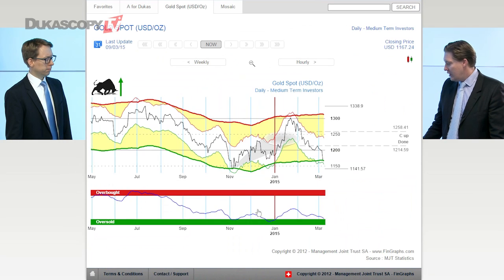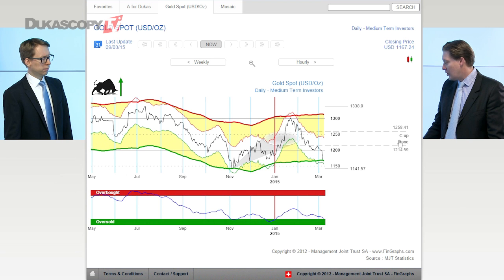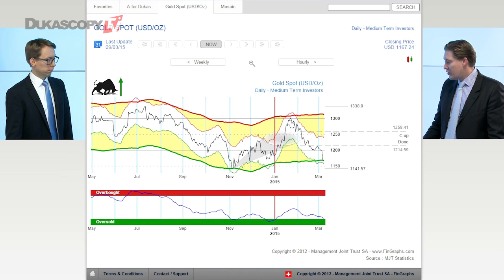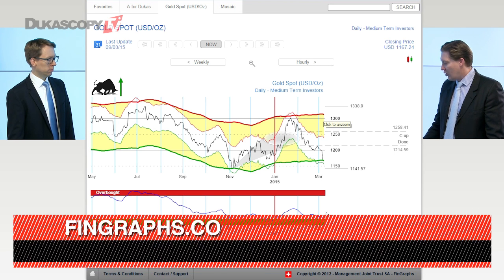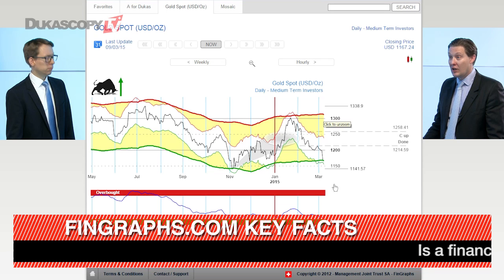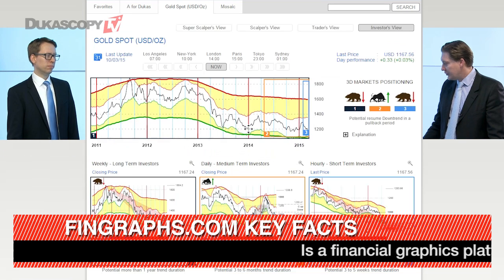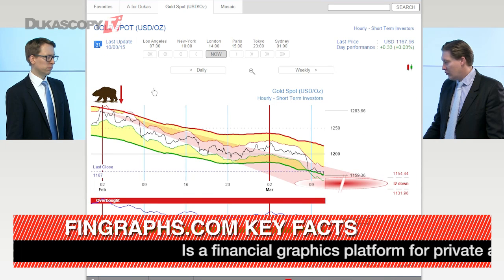Now, if we look at the daily, we corrected up. Corrective up done, says the machine. The envelopes are slowly reversing. They're not in a downtrend yet, but they will soon be. No exaggeration here also on the risk index, so we expect a further downside here over the next month or so. And then on the hourly, we're moving lower.